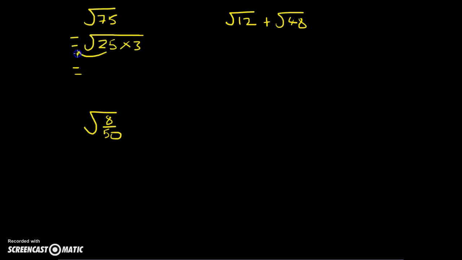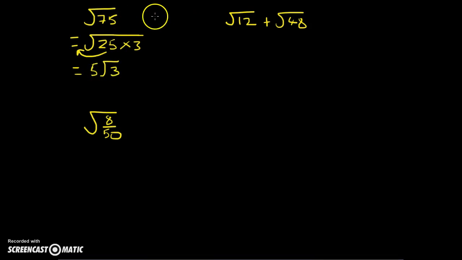So we can take the square root of 25, that comes outside the square root because we've taken the square root. So square root of 25 is 5, and we can't take the square root of 3. Therefore, the answer is 5 root 3.